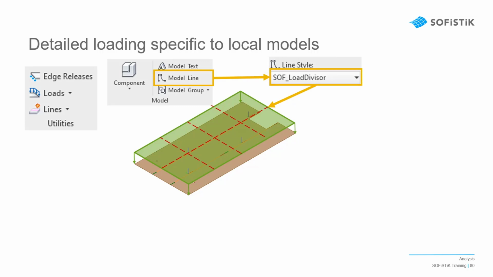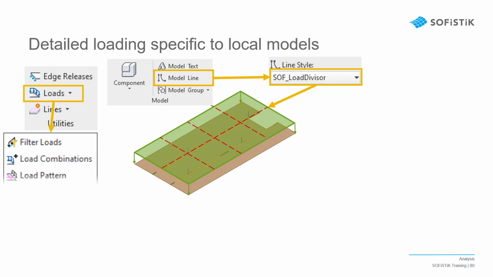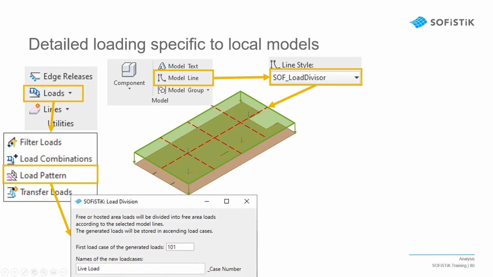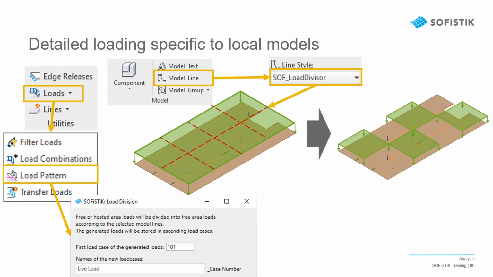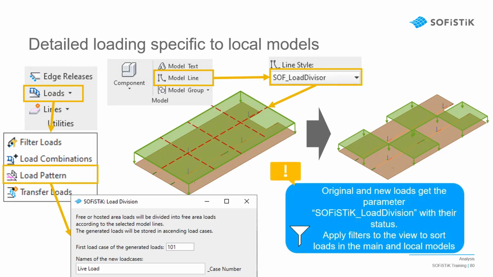In SOFiSTiK's Utilities menu, go to the Load command and choose the function Load Pattern. Then, select both the slab load and the division lines. SOFiSTiK will then create new load cases based on the original one, allowing for various loading combinations, hence ensuring a more precise and accurate design. Both original and new loads stay in the system and simply get assigned a new parameter. You can then use the Revit filters to sort which load should be in which system.